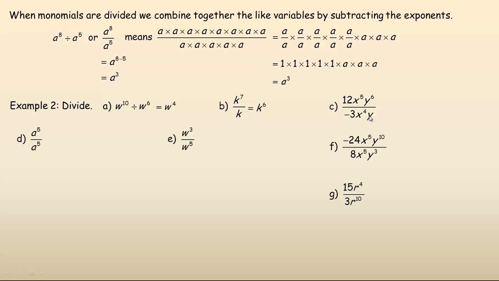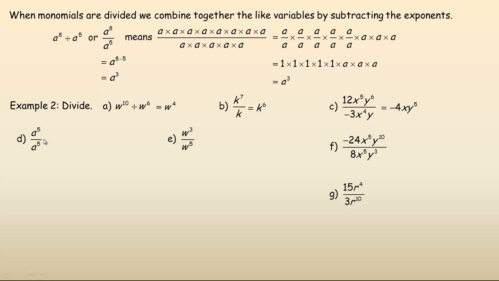Now for C, when the monomials get a little bigger, maybe there's a couple of different powers, coefficients in front, like the 12 and negative 3. Well, when we're dividing, you just divide the 12 by the negative 3. So that's going to give you a negative 4. And then you divide by subtracting the exponents. So for the x's, x to the 5th divided by x to the 4th, 5 minus 4 is 1. You don't have to write the 1 if the exponent's 1. And there's a 1 on the bottom here, so 6 minus this 1 would be 5. So negative 4x y to the 5th would be the simplified version of this.